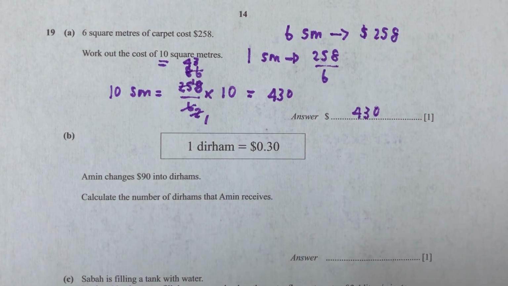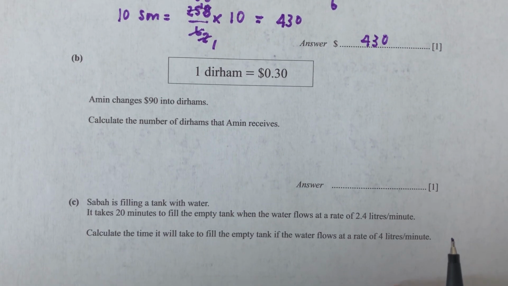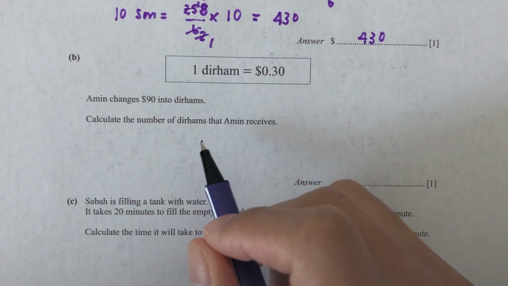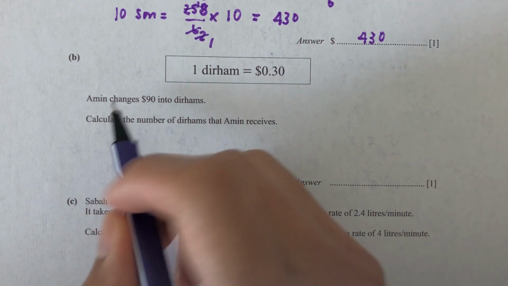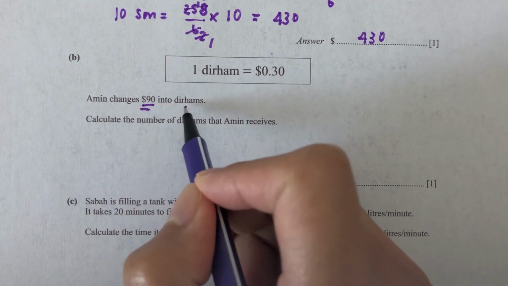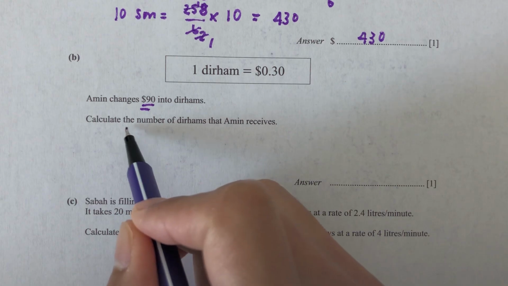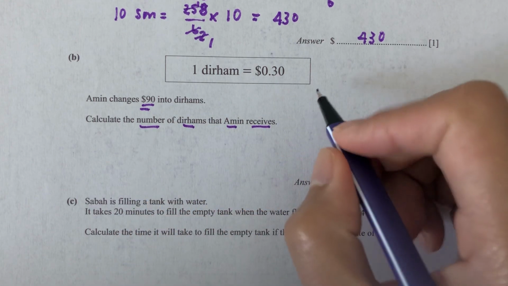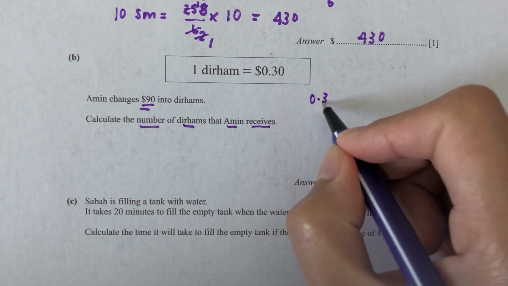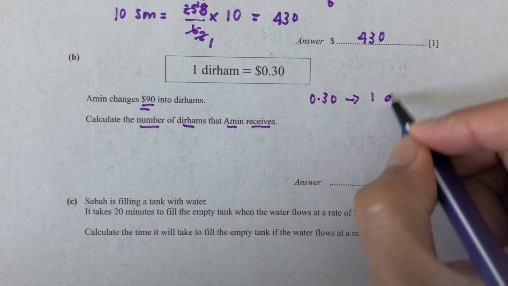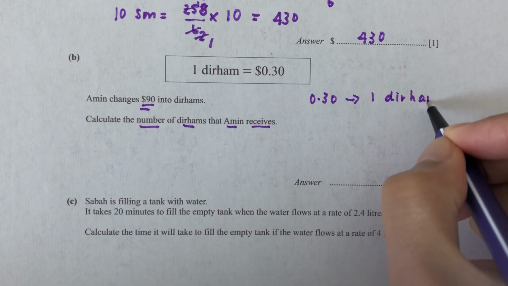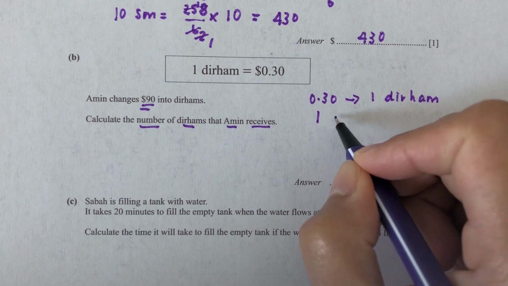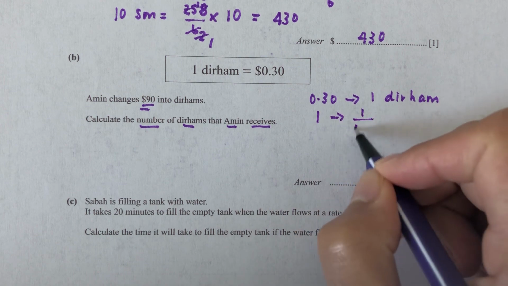Now moving on to part B, we have 1 dirham is equal to $0.3. Now Amit changes $90 into dirhams. Calculate the number of dirhams that Amit receives. So what do we have? We have $0.3 is equal to 1 dirham. So how many dirhams is equal to $1? It will be 1 divided by 0.3 dirhams.